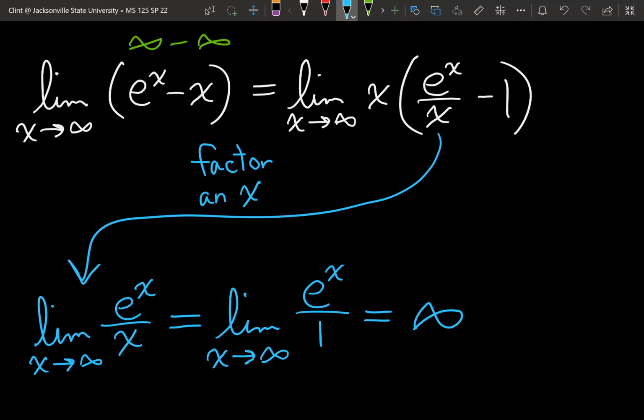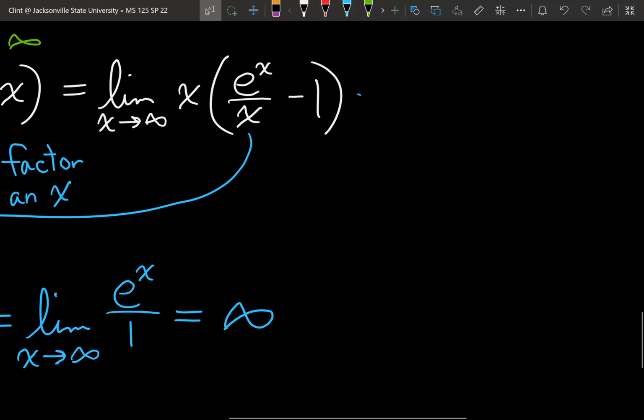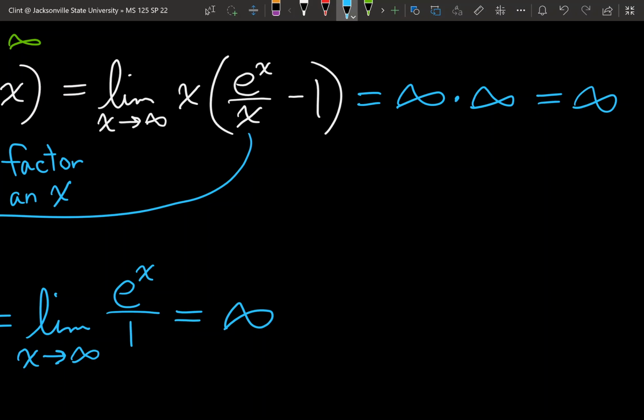So the situation we're in here is infinity times infinity, and we've been talking about all these indeterminate forms, so it makes you want to say that's indeterminate, but it's not. That's infinity. That we can figure out. If we have a huge number times a huge number, what are we going to get? A huge number. That one's infinity.